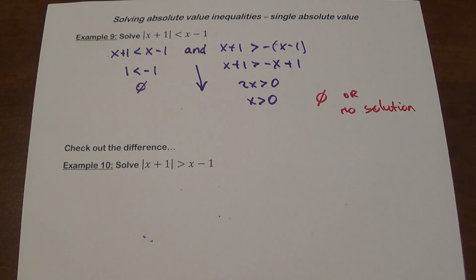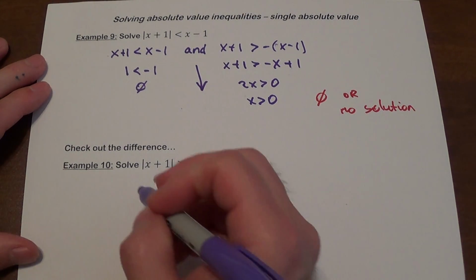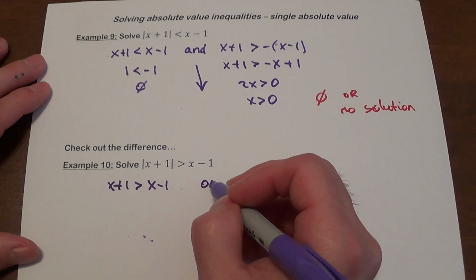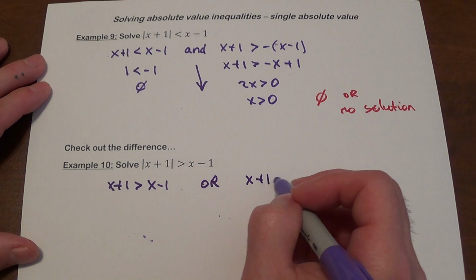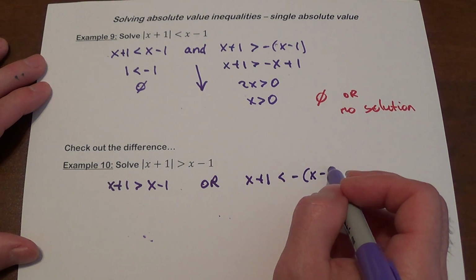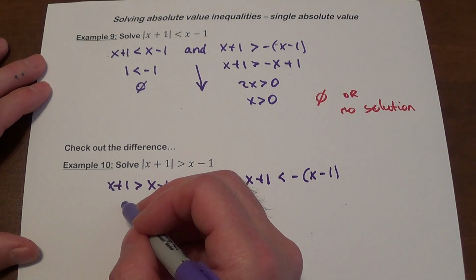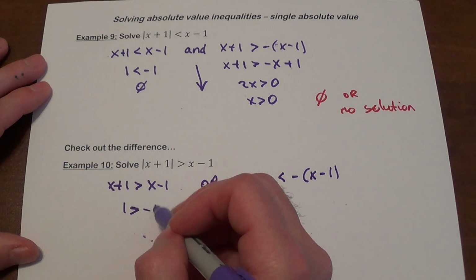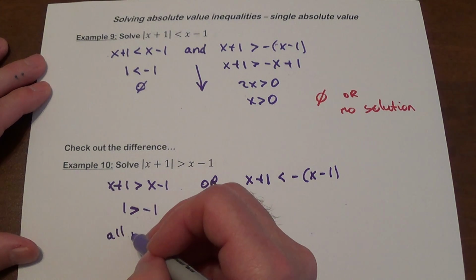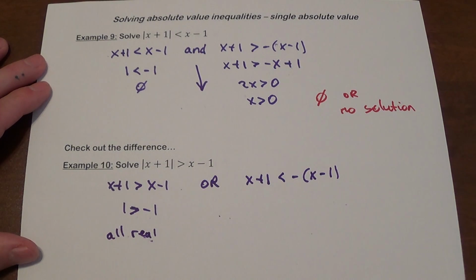How is the next problem different? Well, it's a good question. Is it different? The sign points the other way. So let's see how it's going to impact the answer. So we're going to have x plus 1 greater than x minus 1, or x plus 1 is going to be less than negative times x minus 1. This here gives you 1 is greater than negative 1, which is actually true. So it's going to be all real numbers for this inequality.